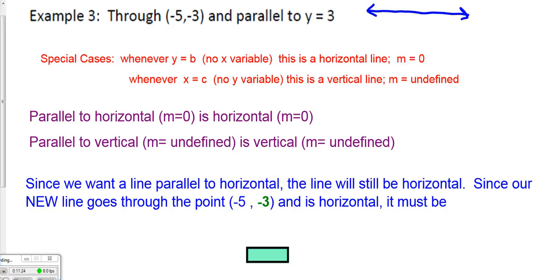So in this case, we want a line that's parallel to a horizontal line. So our new line, and I'm going to draw in red, should also be horizontal. And we know it goes through this point, -5, -3. Which means all of these points should have the same y value, the same -3 value. So it has to be y equals -3. It has to be, every time.